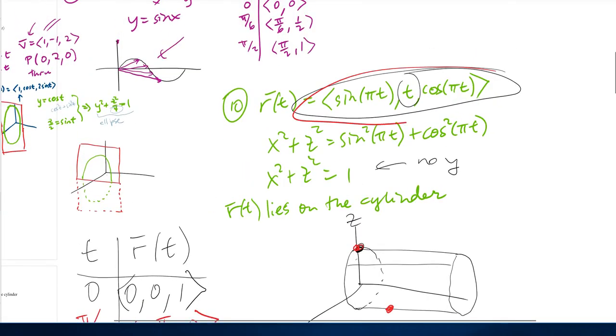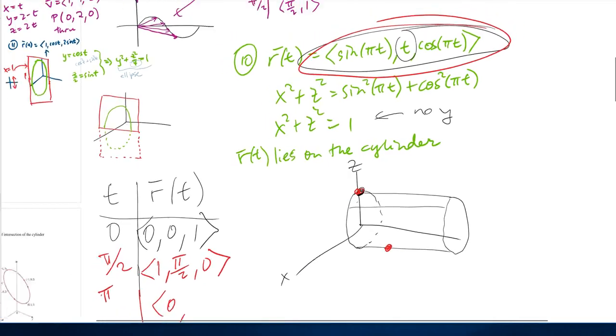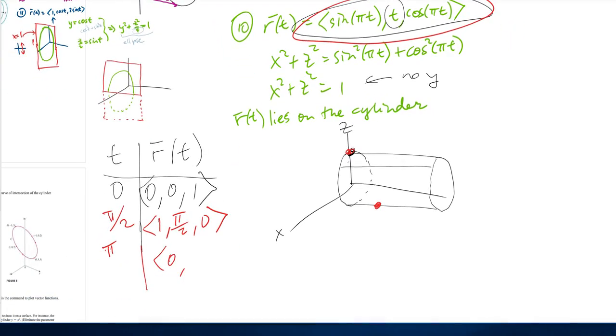And then at just pi, sine of pi is 0. Then we get pi, and cosine of pi is negative 1. So we go over 0, out pi, down 1. So now that is maybe underneath, down here somewhere. So it's doing this.